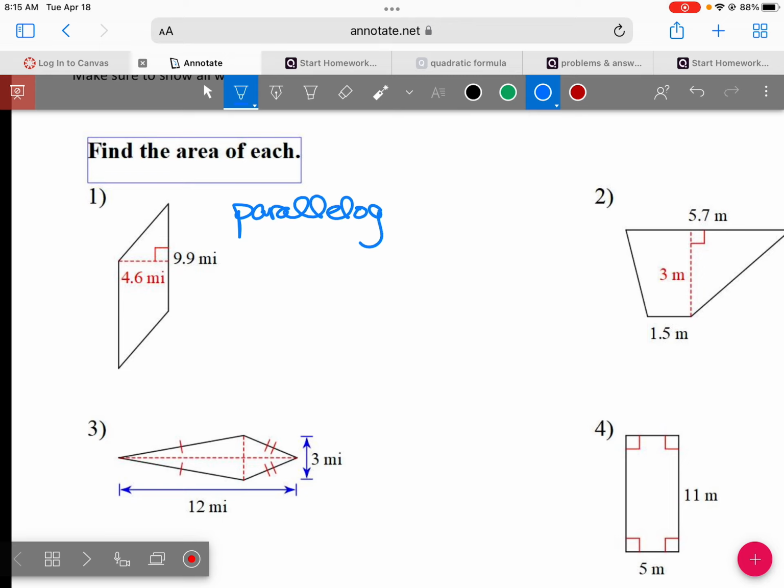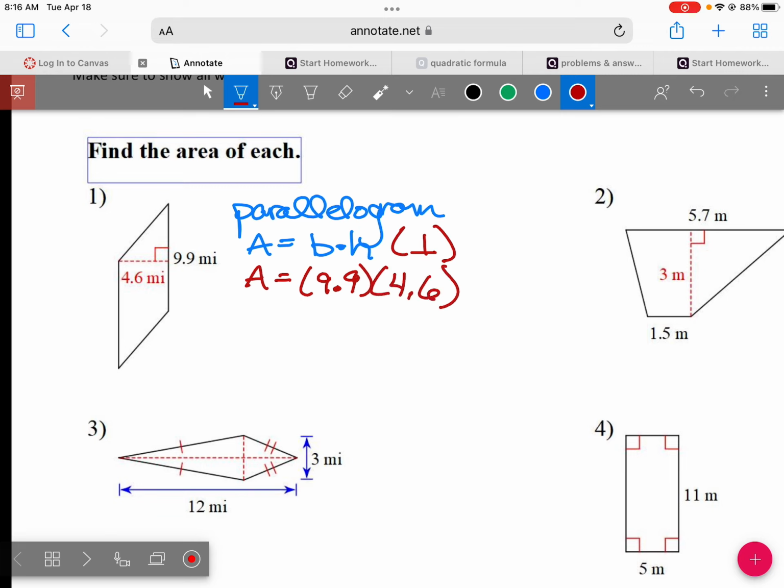Did we go over the formula for a parallelogram? Base times height or length times width, but they have to be perpendicular. They have to form a right angle. So what you would do is multiply your base, in this case 9.9, times 4.6, and you should get an area of 45.54 miles squared.